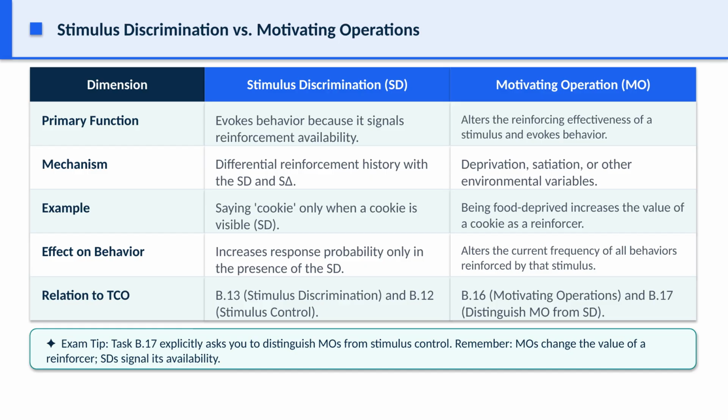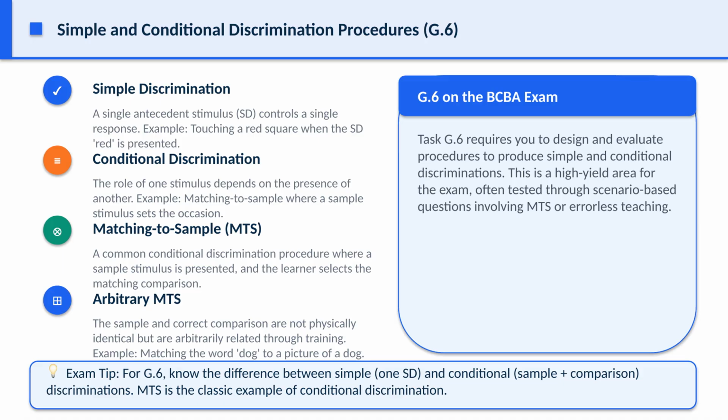On the exam, this relates to task list items B.13 and B.12 for stimulus discrimination and B.16 and B.17 for motivating operations. So understanding how these mechanisms differ in function and effect is essential for scenario-based questions.